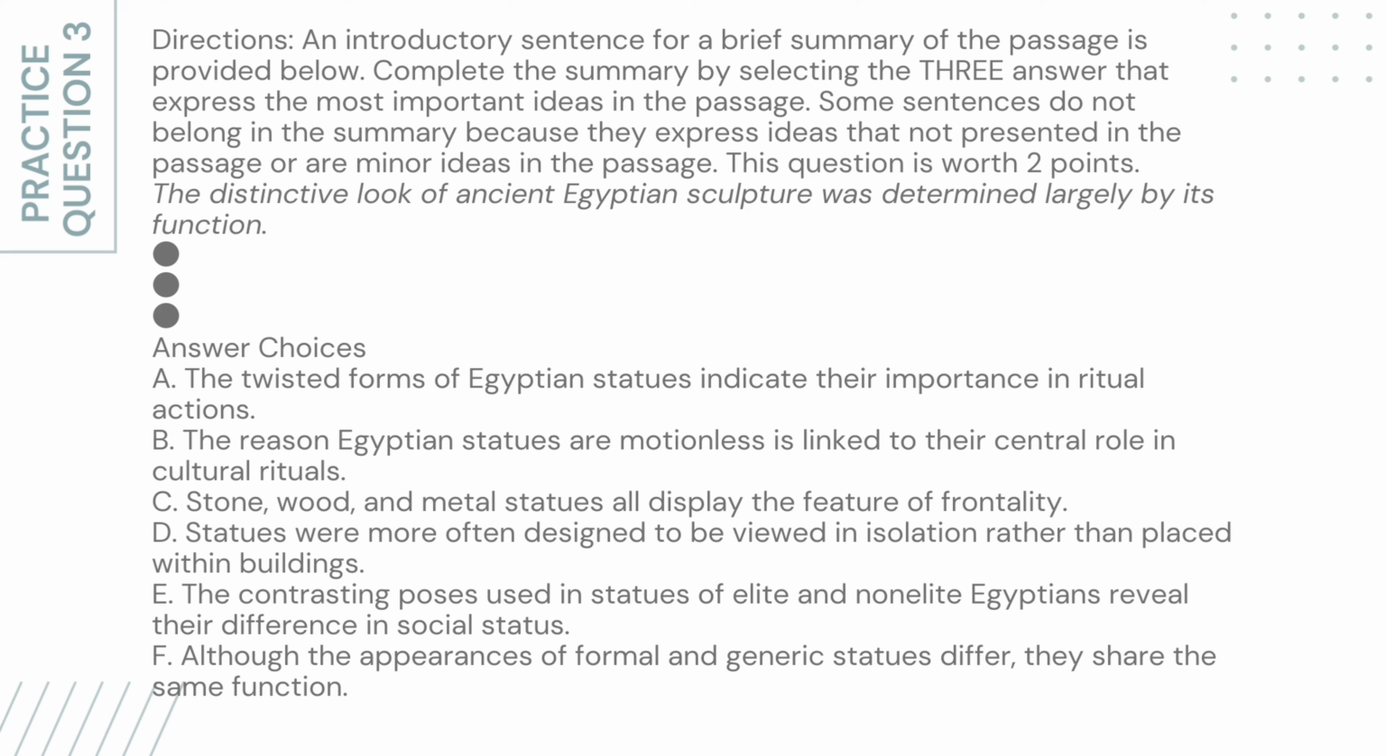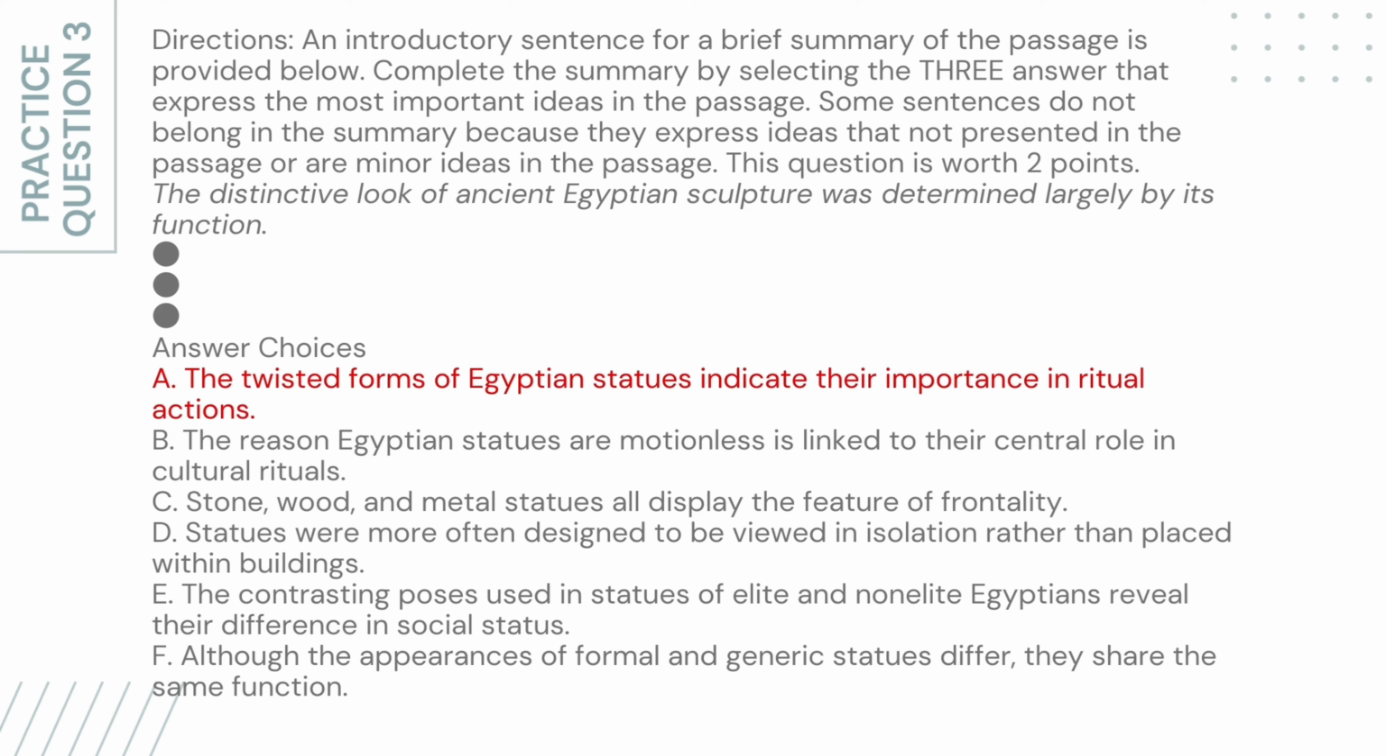Okay, welcome back. Again, let's look at the sentence. The distinctive look of ancient Egyptian sculpture was determined largely by its function. So they're giving us the main idea again. They're reminding us what the main idea is. It's about the function of these sculptures in Egyptian culture. So what do you think I want to eliminate first?